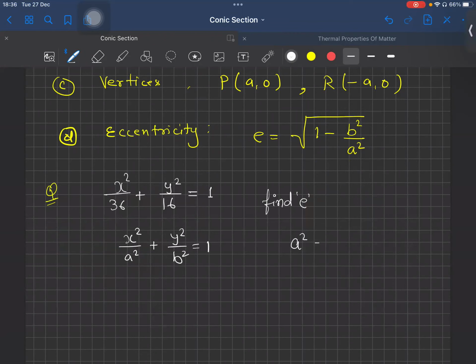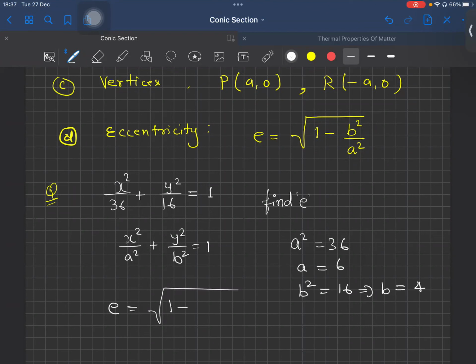So A square is equal to 36. That means A should be equal to what? 6, sir. Plus or minus 6, but we are only taking the positive value. Okay. Now B will be equal to what? B square is 16. So B is 4. Now how will you calculate E, eccentricity?